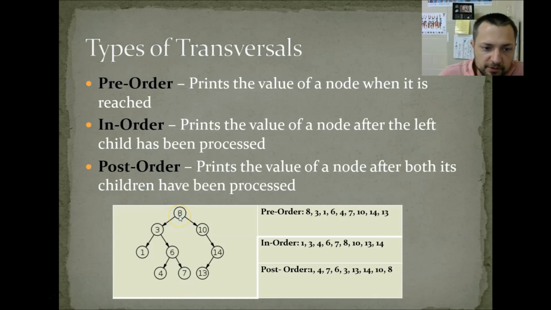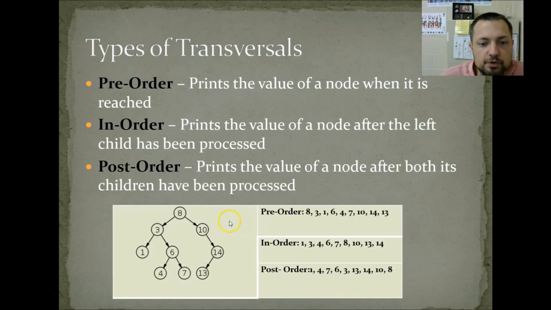So let's walk through this. Here, I've been to 8. On a pre-order, I print it as soon as I get to it. I've been to 8, so I go left. I print 3. I go left. I print 1. I come back up. I've already done the left, so now I go right. 6. Then I go left. 4. Come back up. I haven't printed 7. I print 7. I work my way back to the top of the tree. Now I go right. 10. 14. 13. Work back up, and I'm done.